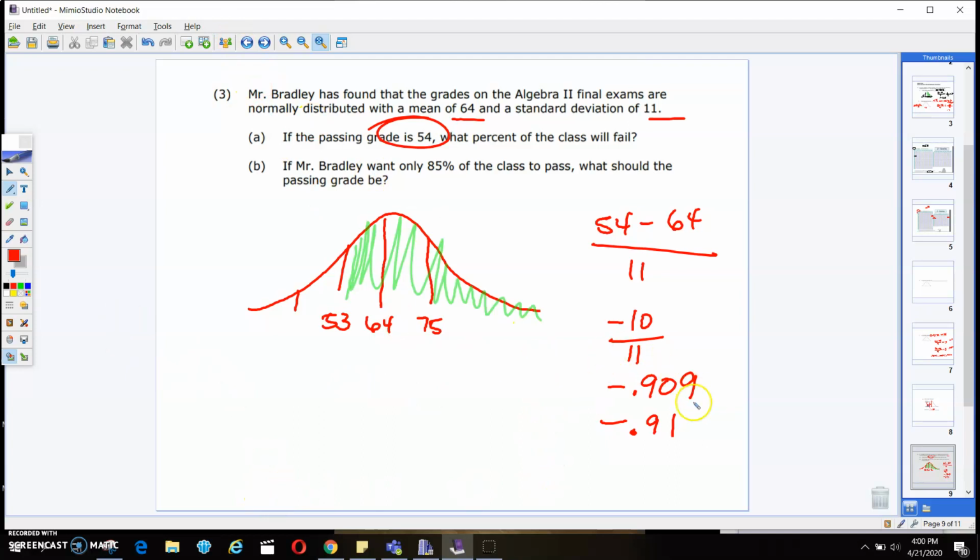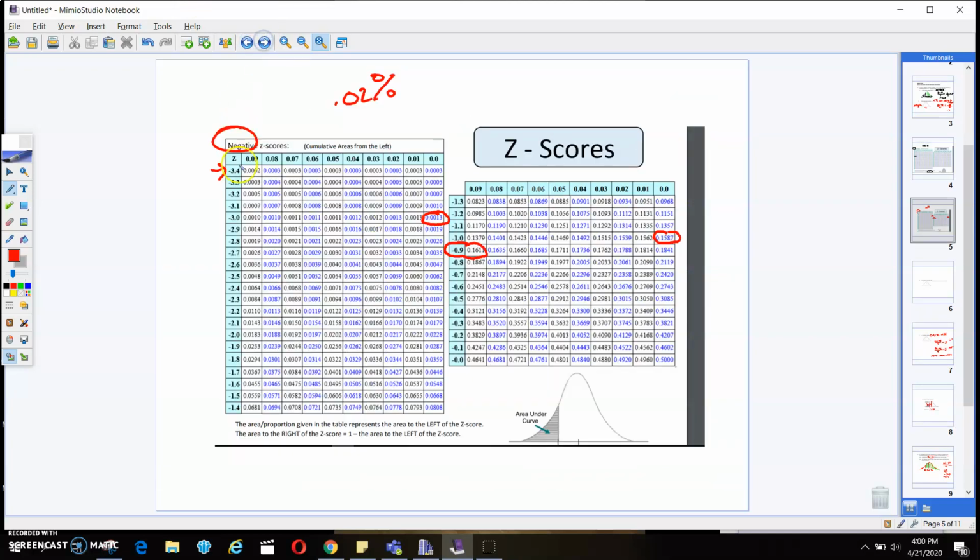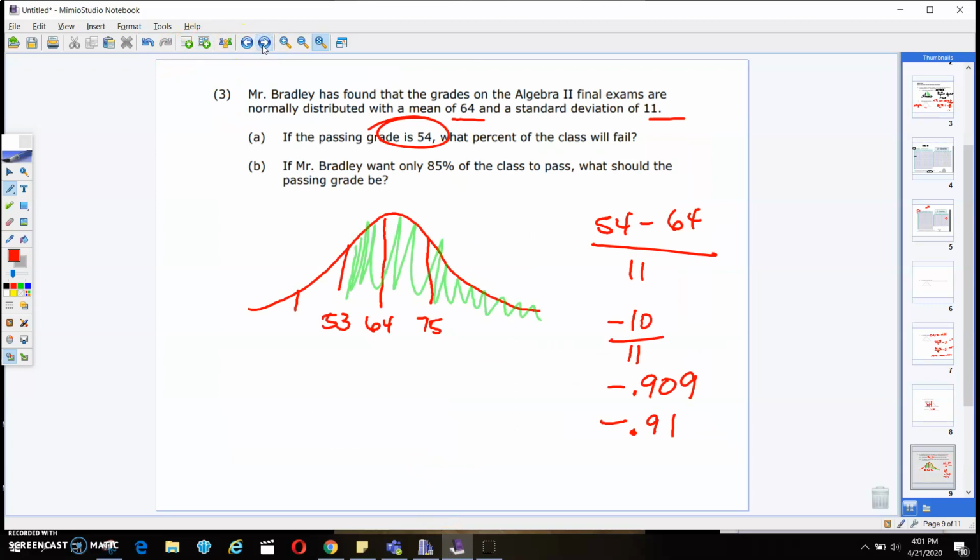So then we're going to go to the negative z-score table, and we're going to find the percentage. Negative 0.91. Okay, so if we're looking here, and we got negative 0.9, we're looking for 1. So that's 0.1814, right?